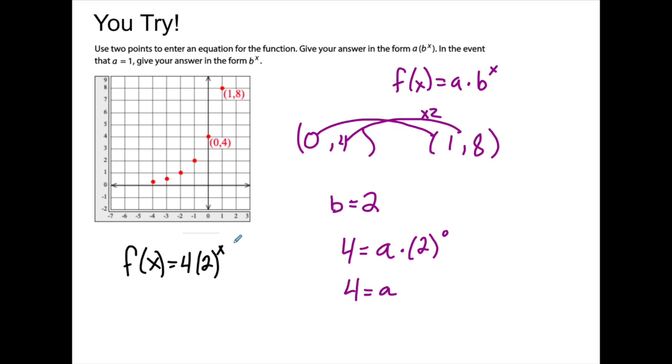Okay, and you could check your work by plugging in 1. 2 to the first is 2 times 4 is 8. You could also try -1. 2 to the -1 is 1/2. 4 times 1/2 is 2. So it looks like it's checking out.